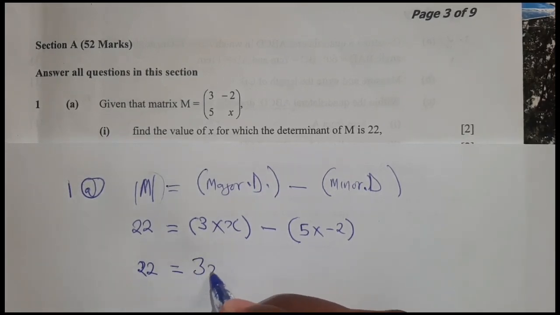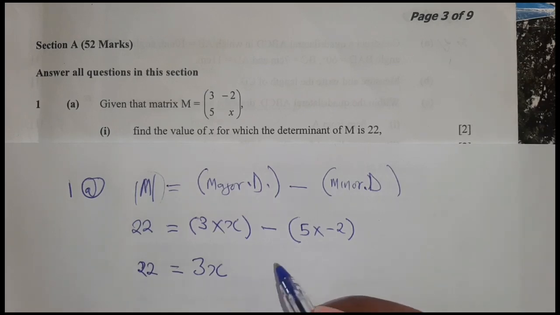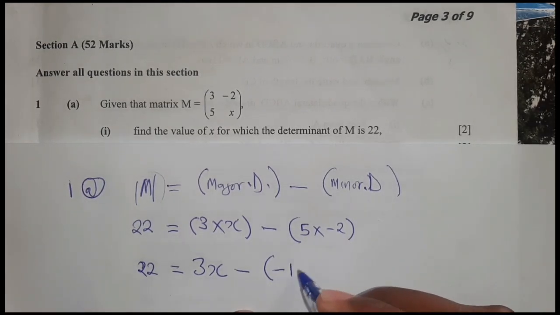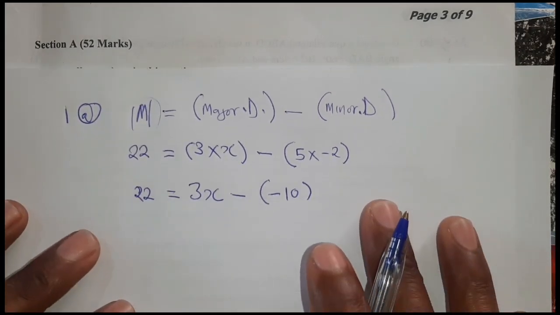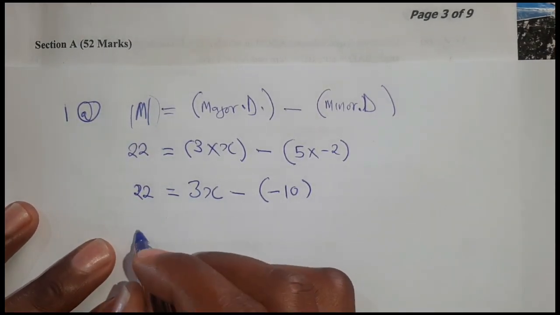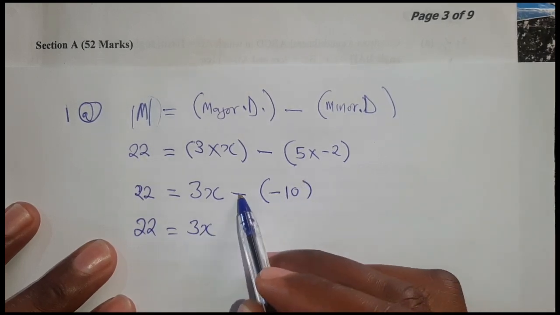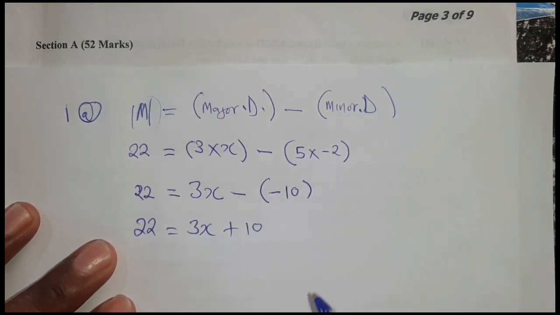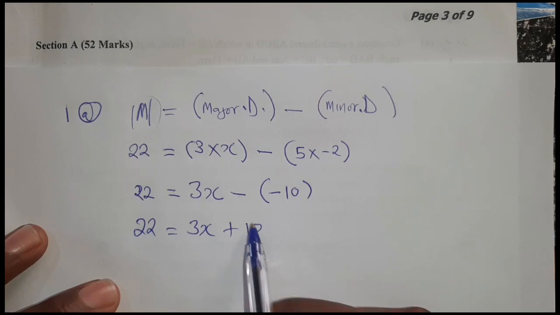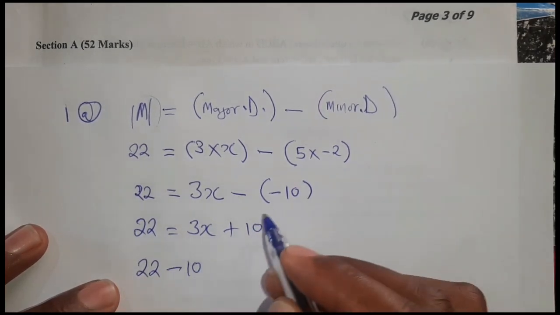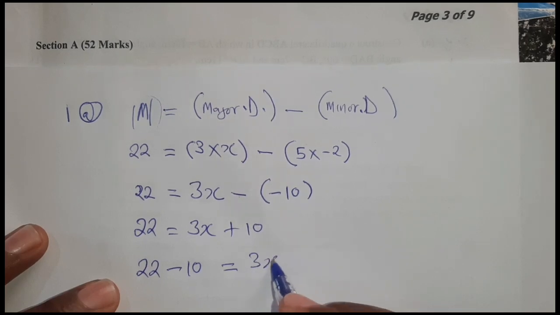In this case we have 22 equals to 3 times x, that is 3x, then minus 5 times -2, it's a -10. Then now we can simplify the brackets, so we have 22 equals to 3x, negative times negative will give us a positive. Then we're going to make the 10 cross the equal sign, so we'll have 22 minus 10 equals to 3x.